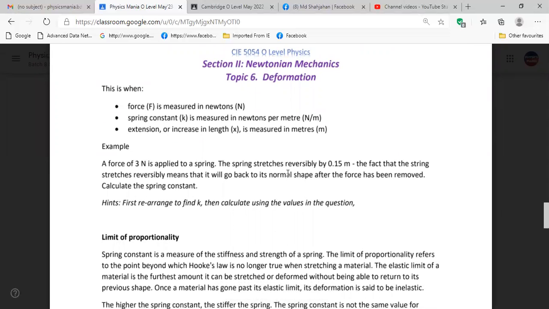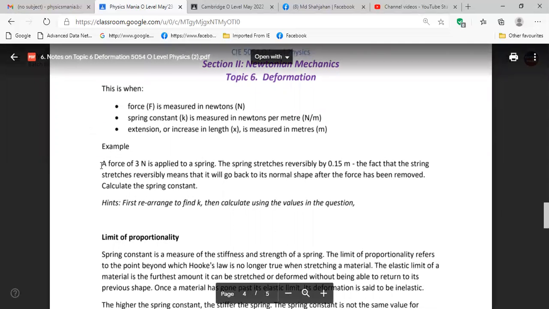Okay, so read this example, please. A force of 3 newtons is applied to a spring. The spring stretches reversibly by 0.15 meter. The fact that the spring stretches reversibly means that it will go back to its normal shape after the force has been removed. Calculate the spring constant. Hint: first rearrange to find K, then calculate using the values in the question. I'm calculating this. Yeah, do it.